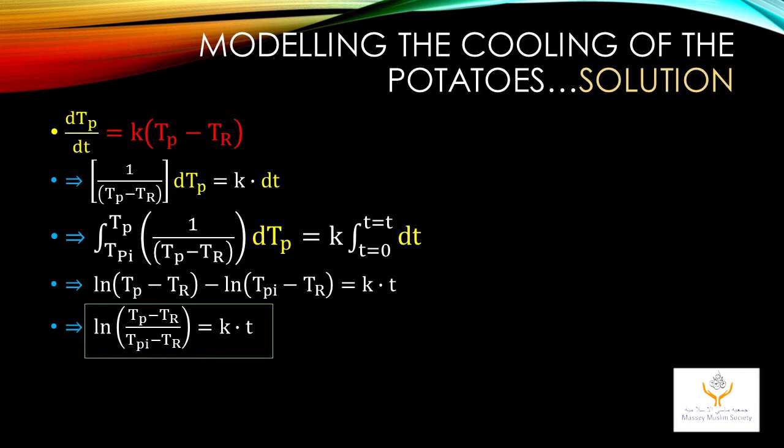And then you use your logarithmic properties. You see we've got log here, we've got log here. So using the log properties, we can rewrite this form into this form. Why do we take log? If you take the integral of 1 over Tp minus Tr, you get log. That's an integration rule. It's not something I made up.